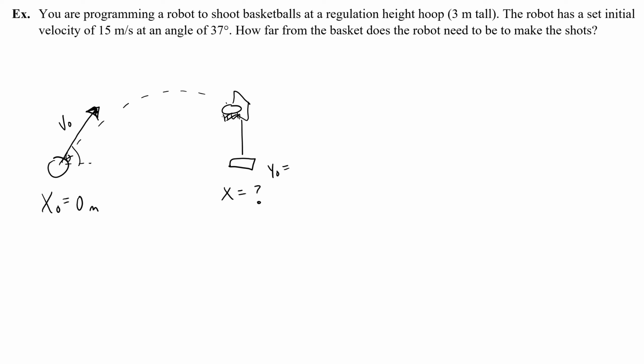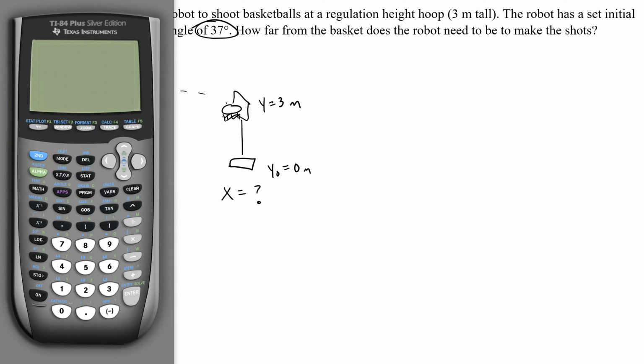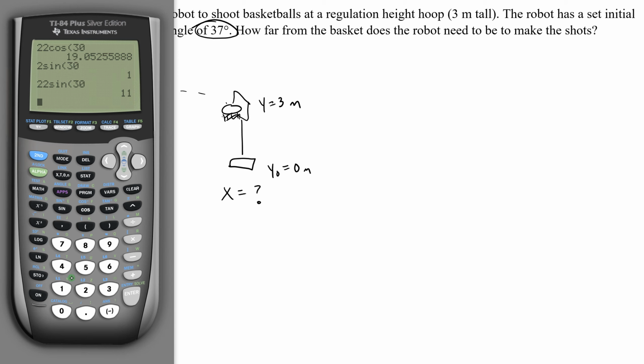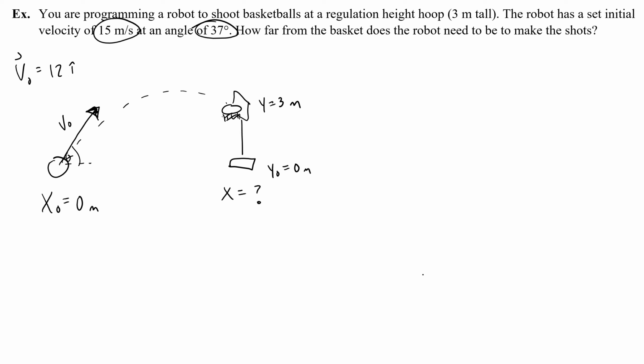Now, already I know the initial height. We'll set that to 0, and the final height is 3. And I know that I should take this initial velocity and angle and get an x and a y component for myself. So get my calculator, and I've got 15 and 37 degrees. So 15 cosine of 37 is 11.97. We'll call that 12. And then 15 sine of 37 is, we'll call that 9. So 12i, sorry, plus 9j. So those are the x and the y components of my initial velocity.